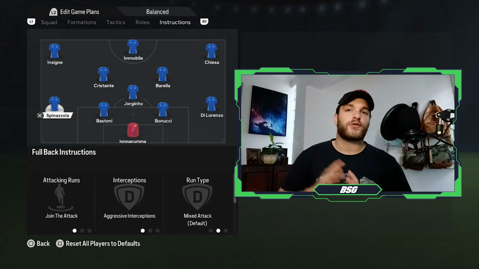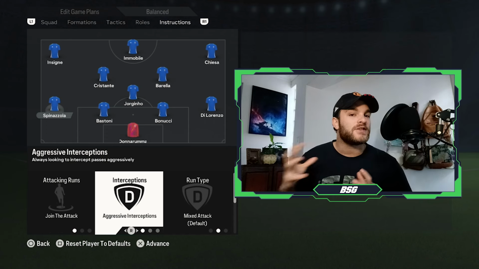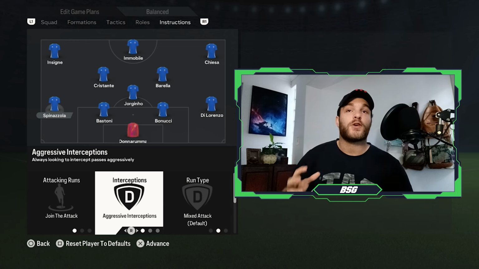Now, because Insigne will look to press those central zones alongside the likes of Immobile, it does tend to leave the wider left channel slightly exposed. So you did expect Spinazzola or the likes of Emerson to aggressively press high and wide against the opposition wider players. Now, the run type will also be set to maintaining a mixed approach, because you want to have that good interchange and variation of run patterns between the likes of Spinazzola and Insigne.